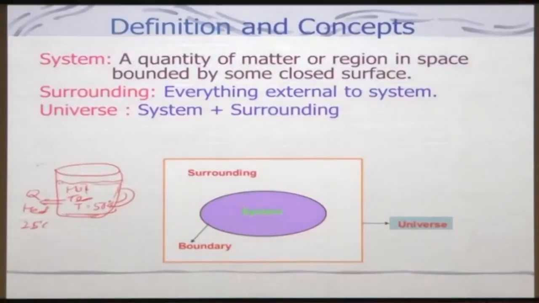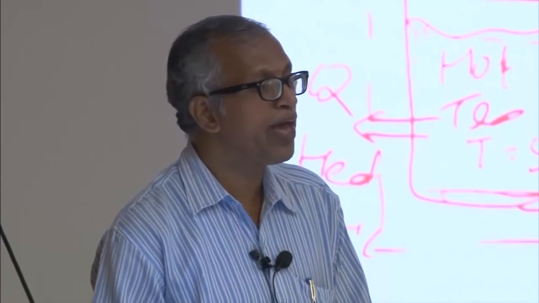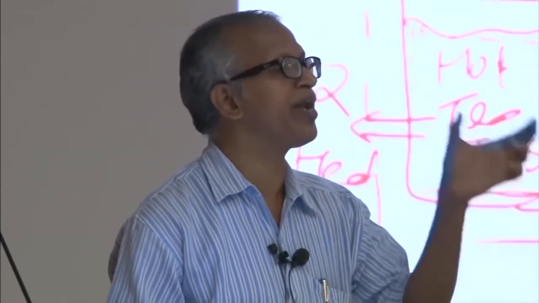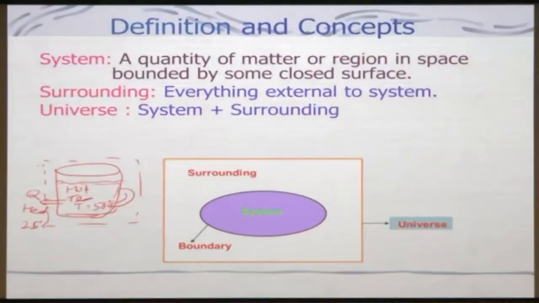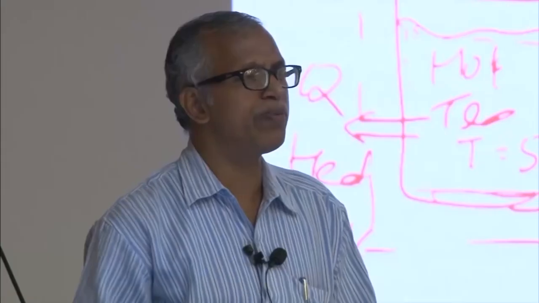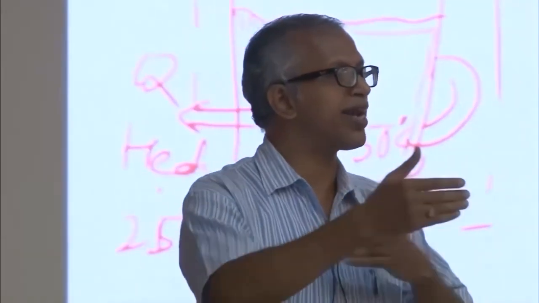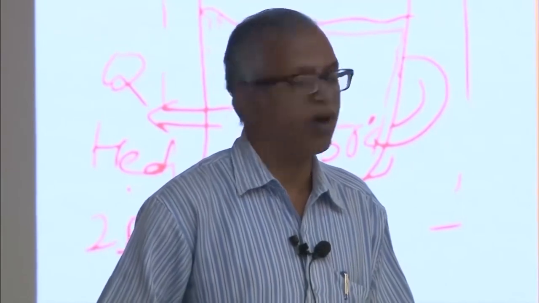So my surrounding will be very close to my hot cup, where the physical properties are changing due to the interaction of this system, what we call a hot tea, with its surrounding. Is that clear to you people? Generally people say, look, this is my system and this is my surrounding. No, wherever interaction is taking place, only then we call it a system.